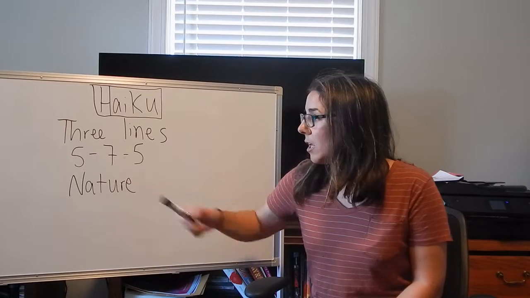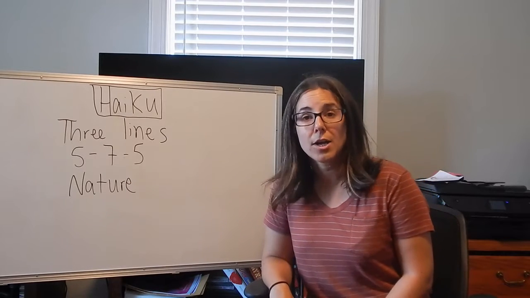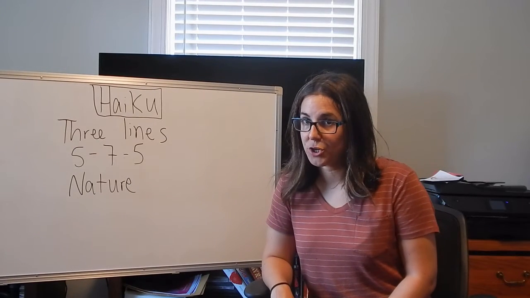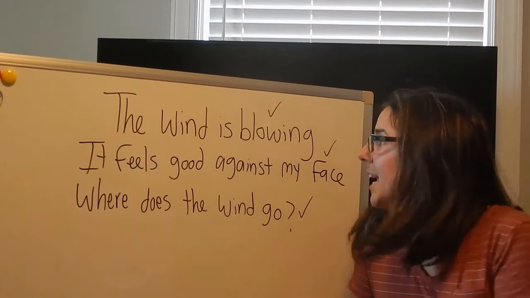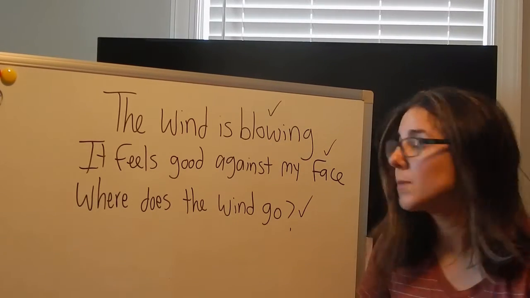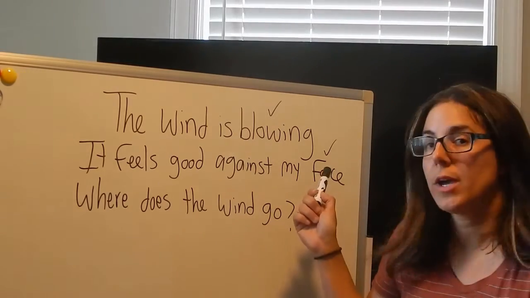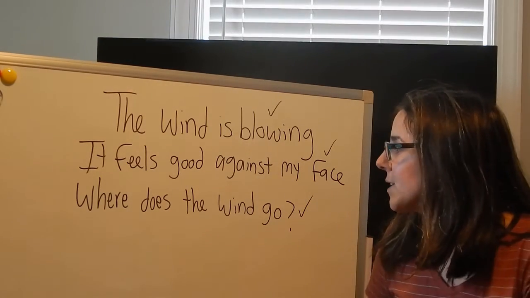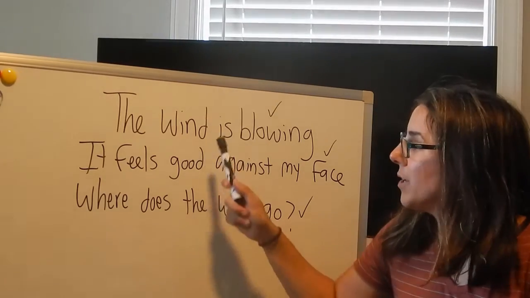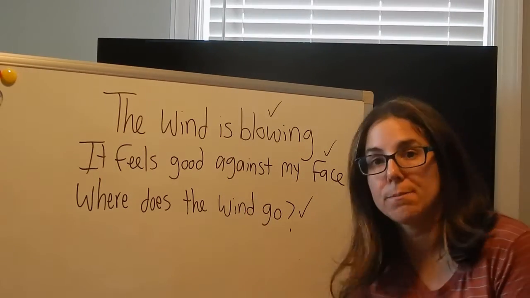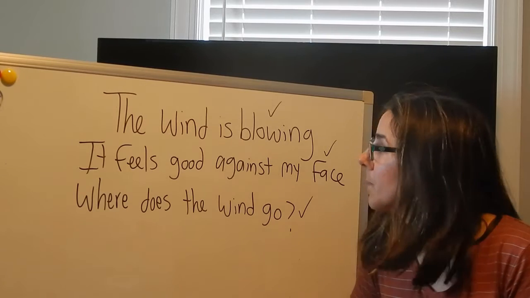And typically, all of the poems that are haikus are about nature. Let's take a look at an example. Here's an example of a haiku. The wind is blowing. It feels good against my face. Where does the wind go? It's 3 lines long, 1, 2, 3, and it's about nature, the wind.